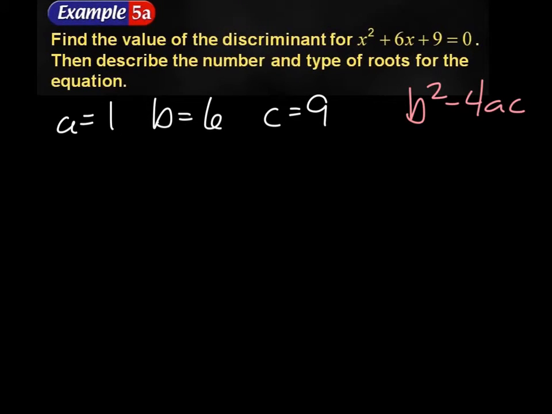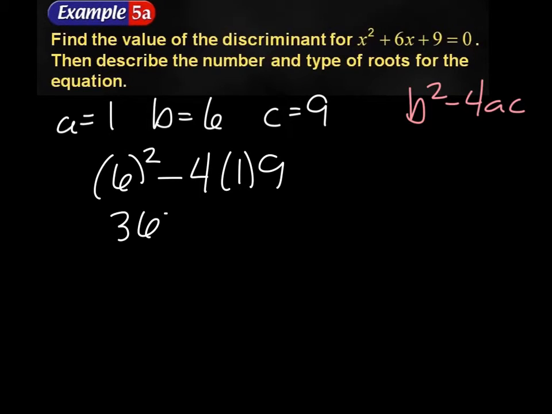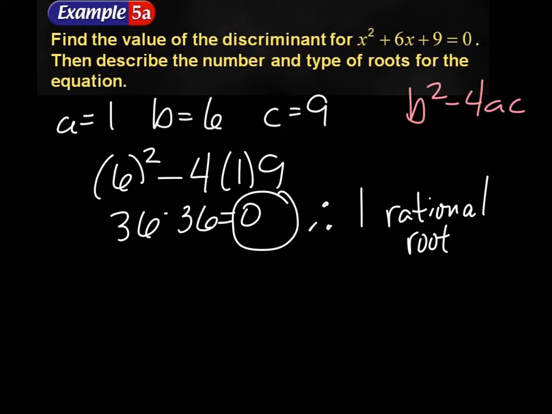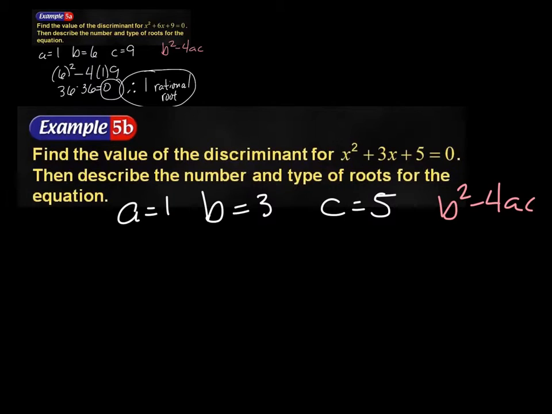Find the value of the discriminant for x squared plus 6x plus 9, then describe the number and type of roots for the equation. So we've got b squared minus 4ac. So 36 minus 36 is 0. It doesn't matter if we add or subtract 0, we're still going to get the same number, so we have 1 rational root.